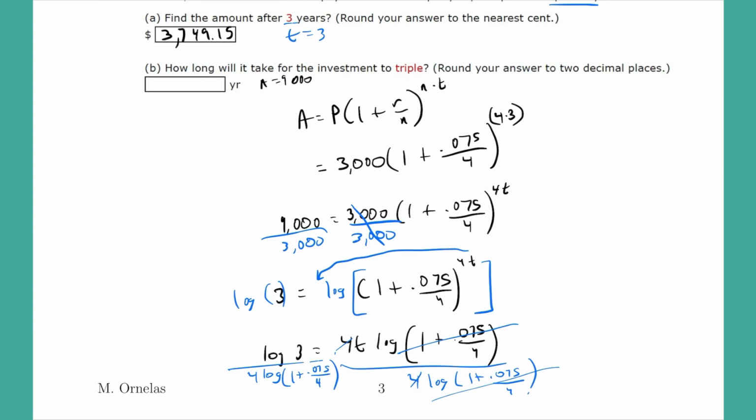Just be careful. You might want to put parentheses here as well to make sure that the 4 and the log are both in the denominator. So t should equal log 3 divided by parentheses 4 times log 1 plus 0.075 divided by 4, close parentheses, enter. Getting 14.78. It says round your answer to 2 decimal places, so I'm getting 14.79 if I round up. That's how many years it would take for the investment to triple.